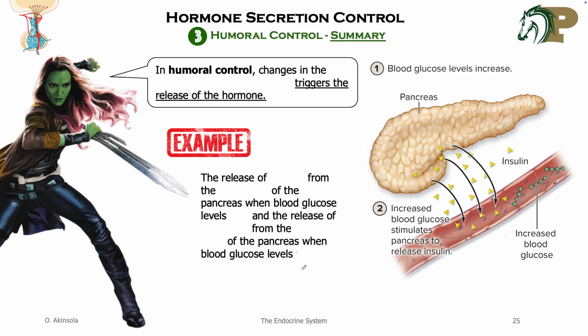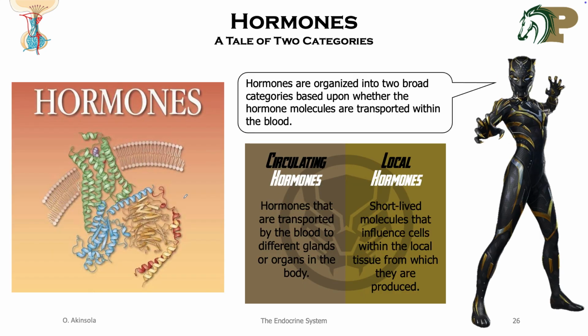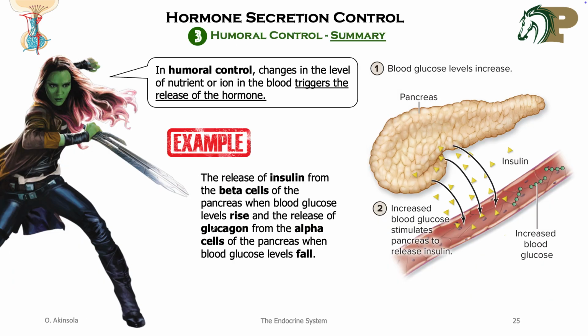So, summary for humoral control. Changes in the level of a nutrient or ion in the blood will trigger the release of a hormone. The release of insulin, again, from the beta cells of the pancreas when blood glucose levels rise or increase, and the release of glucagon from the alpha cells of the pancreas when blood glucose levels fall. So that's an example of humoral control.